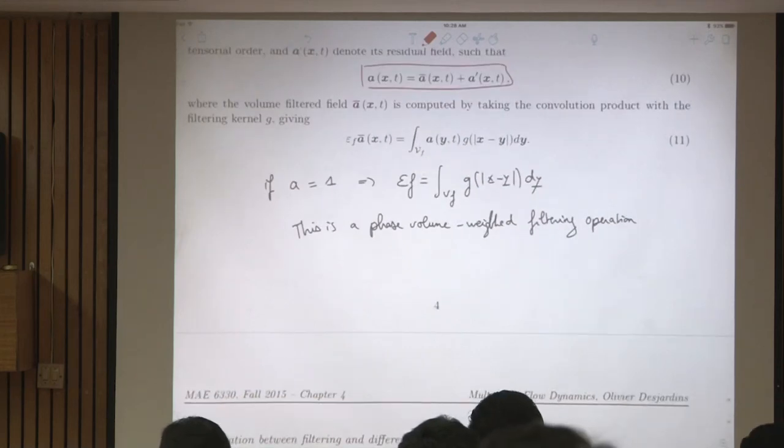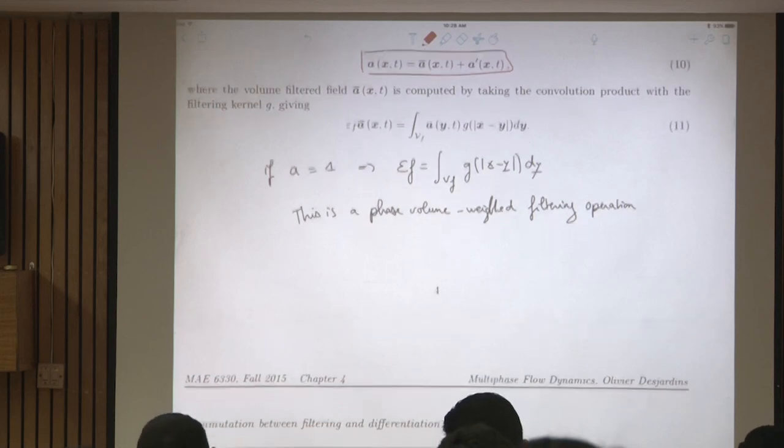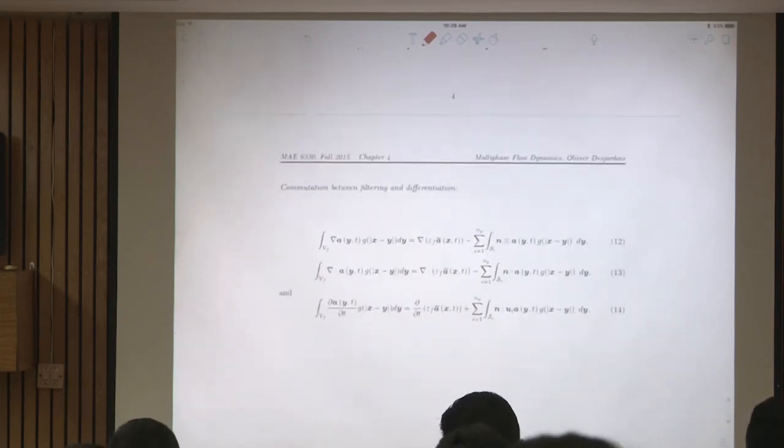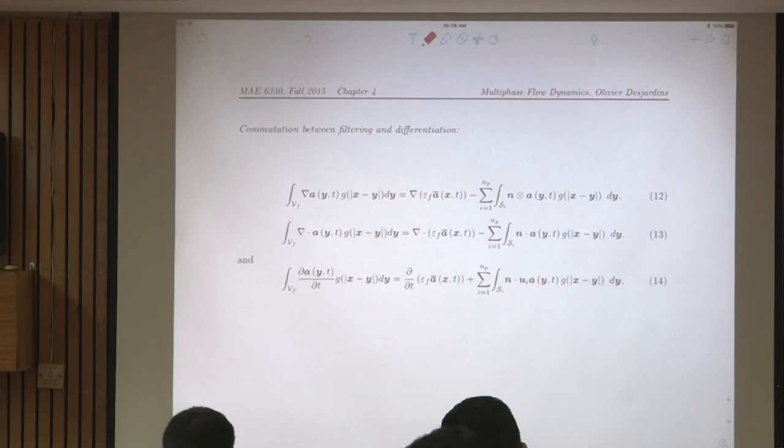Okay, we're going to be interested in looking at what it means to filter a derivative, either a time derivative or a spatial gradient or a spatial divergence. I'm essentially just going to give you the outcome of the calculations here. Those are not particularly complicated calculations, but basically there are challenges that will show up. If we have a derivative that we filter, we don't expect to have direct commutation. And so if we carry out the calculation, this is what we find.